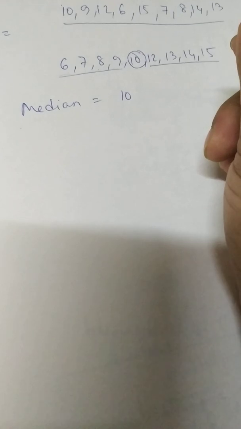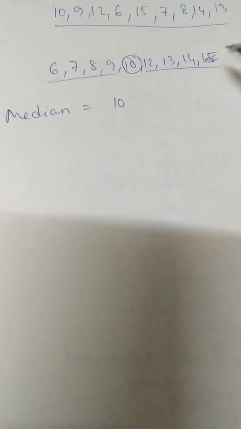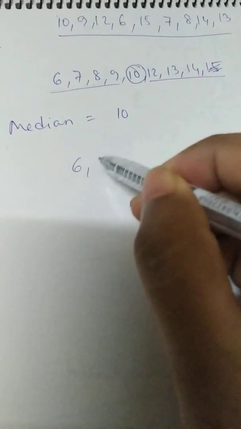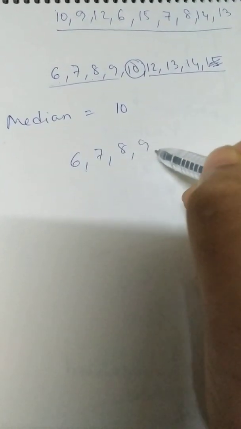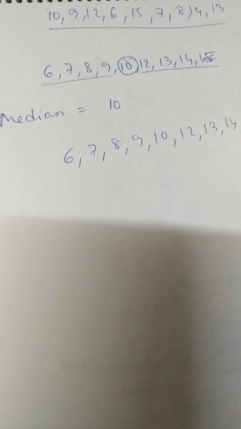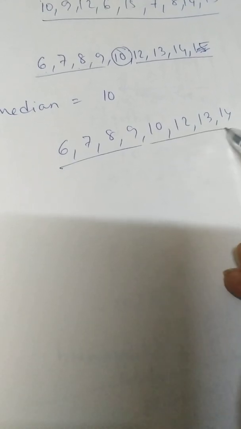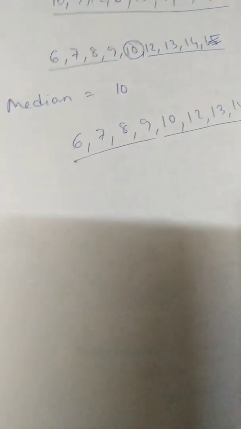But if the number of data is even, then what can we do? Suppose there is no 15 here: 6, 7, 8, 9, 10, 12, 13, 14. Here the number of data is even: 4 and 4, that's 8.